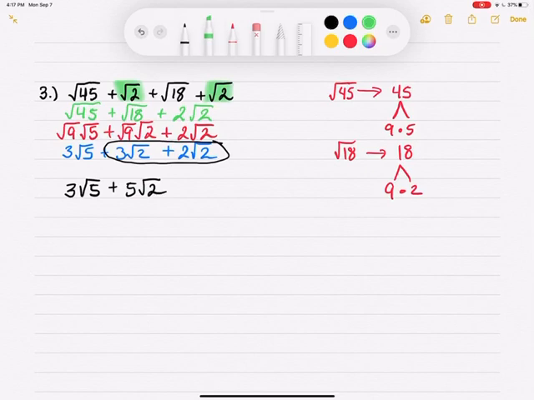Now again, square root of 5 and square root of 2 cannot be reduced. And since they can't be reduced, I know I have reached my answer. This is as simplified as it's going to get. 3 square roots of 5 plus 5 square roots of 2.